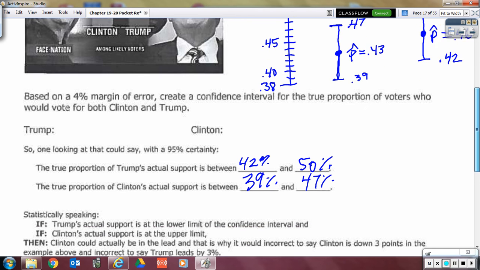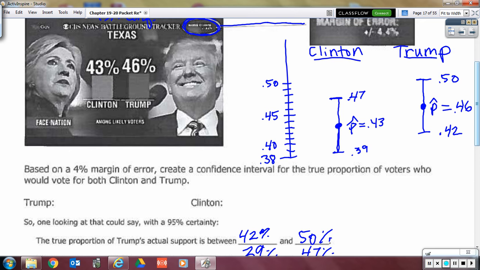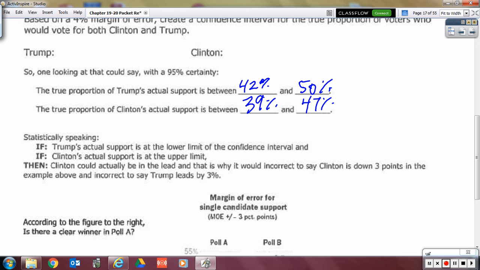Okay? So here is the big question. Actually, we know for sure now because the election's over, but based on this poll, do you know for sure that Trump would win? You don't know. You're only sure that the actual proportion is in that interval somewhere. What if Trump's actual support is at his lower limit, 42%, and Clinton's actual support is at her upper limit, 47%? So Trump's would be at 42% and Clinton's would be at 47%.